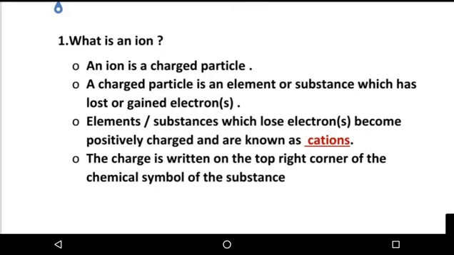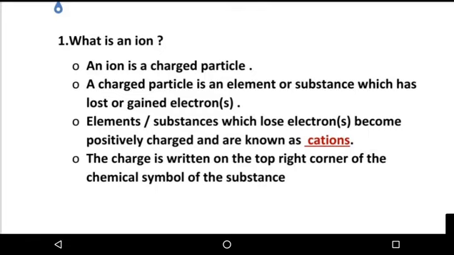So, elements or substances which lose electrons become positively charged and are known as cations. Normally, metals are the ones which have this characteristic of easily losing electrons. Now the charge is written on the top right corner of the chemical symbol of that substance. So for example, we see sodium. If you check for sodium, you will see that positive sign on the top right corner. That is the charge. Now, this is the chemical symbol of the sodium cation.